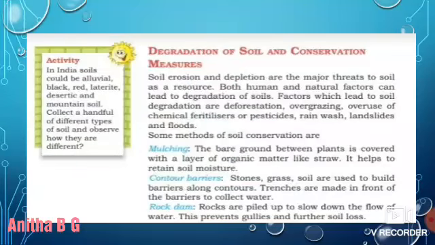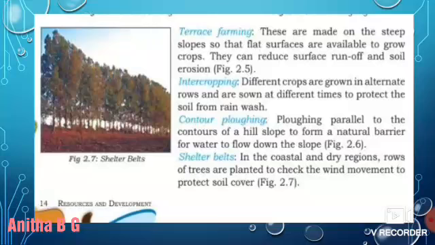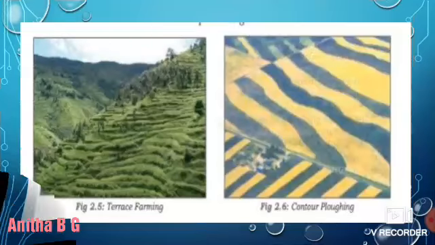First one is mulching, second one counter barriers, then rock dam, terrace farming, intercropping, counter ploughing and shelter belts. Okay, next, come on to the next point.